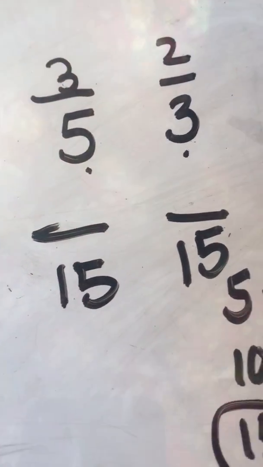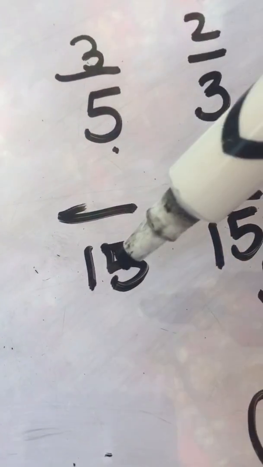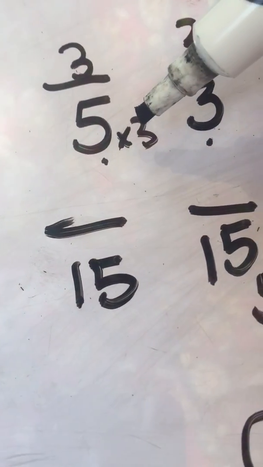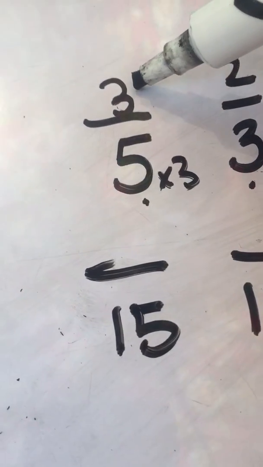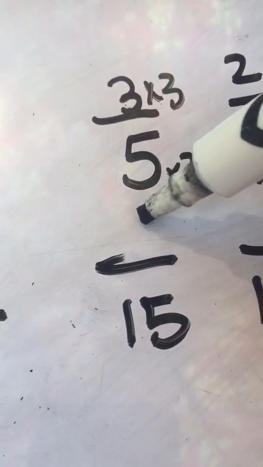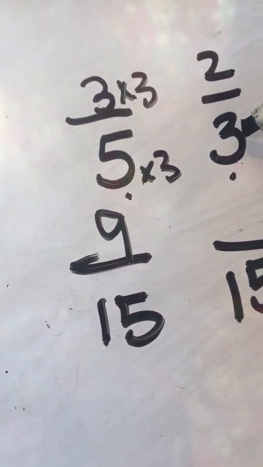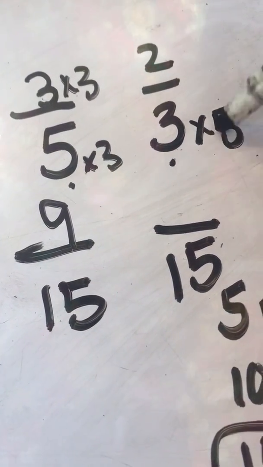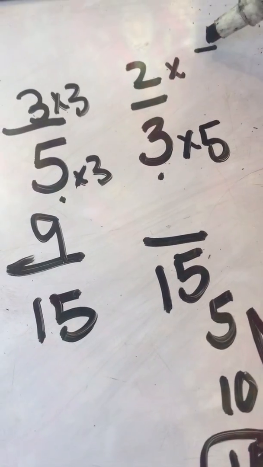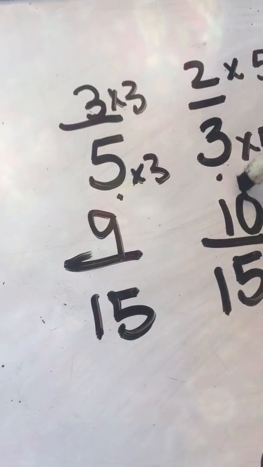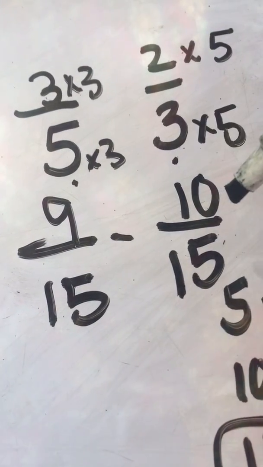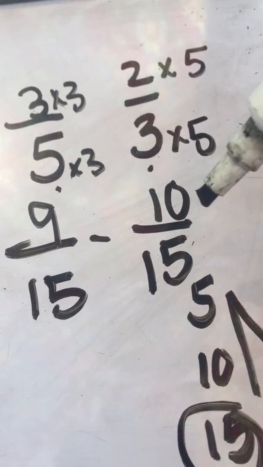And now is the easier part. So how did I get from 5 to 15? I have to multiply by 3. Whatever I do to my denominator, I do to the numerator. So 3 times 3 is 9. How did I get from this 3 to this 15? I multiplied it by 5. Same thing to my numerator, 2 times 5 is 10. And I'm subtracting, and I get 9/15 minus 10/15, which is something we cannot do.